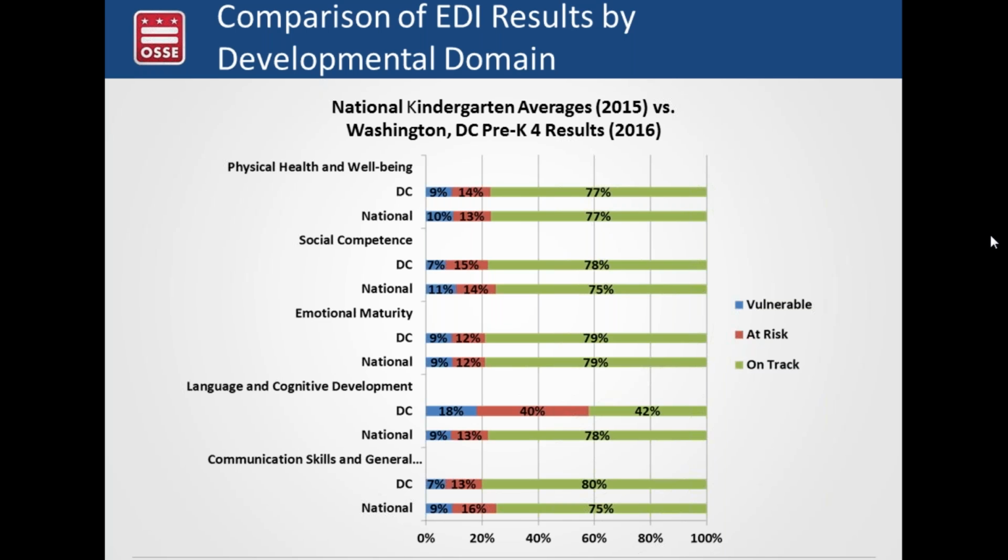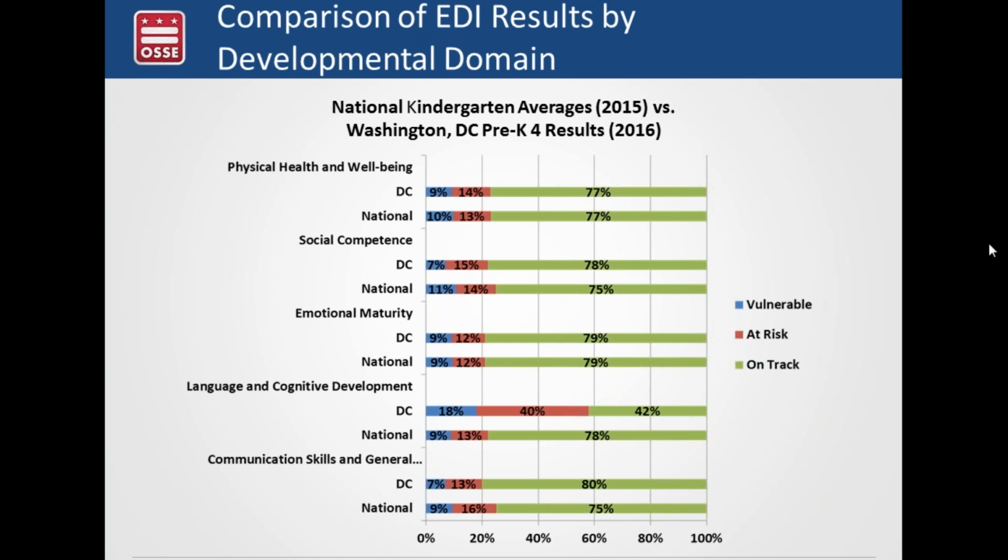And what you might notice is that for each domain, for instance, let's just look at physical health, the first one, and the very first bar, which is DC. The blue shows that 9% of children are vulnerable in physical health. The red is 14% are at risk, and 77% are on track. And what's really great to see is that that's really on par, very comparable to the national results, even though the national data has an older set of children. That's similar for social competence, and it's also similar for emotional maturity.